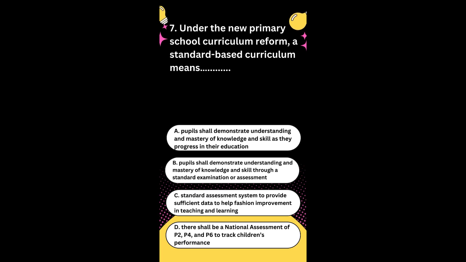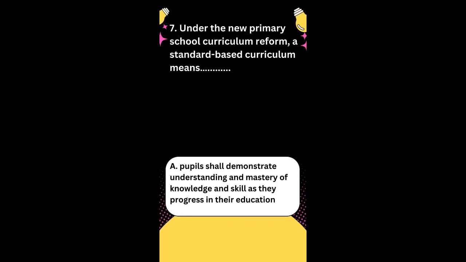7. Under the new primary school curriculum reform, the standard-based curriculum means A. Pupils shall demonstrate understanding and mastery of knowledge and skill as they progress in their education. B. Pupils shall demonstrate understanding and mastery of knowledge and skill through a standard examination or assessment. C. Standard assessment system to provide sufficient data to help fashion improvement in teaching and learning. D. There shall be a national assessment of P2, P4, and P6 to track children's performance. The correct answer is A. Pupils shall demonstrate understanding and mastery of knowledge and skill as they progress in their education.